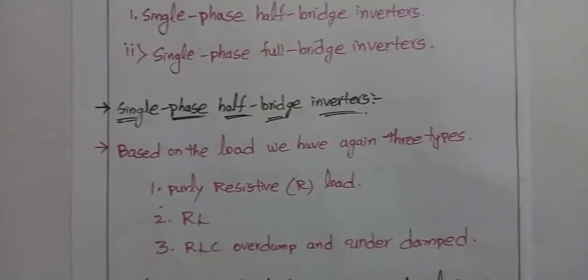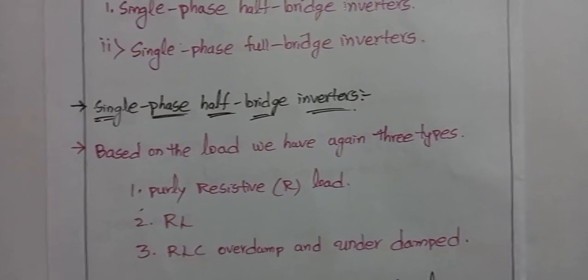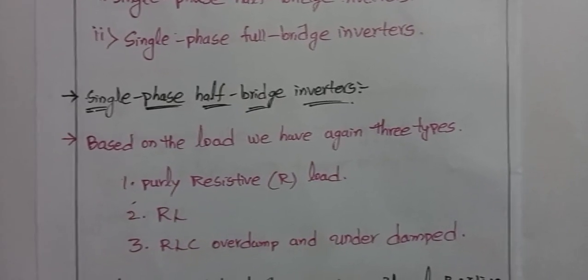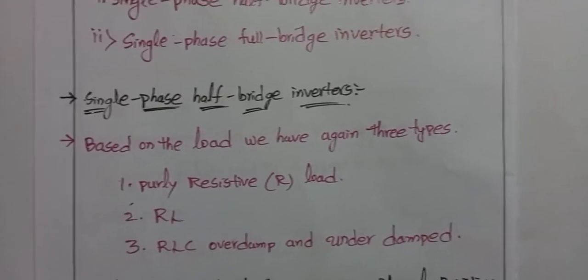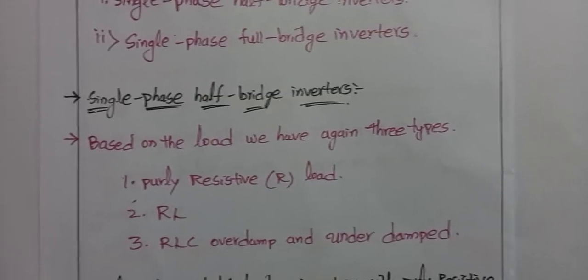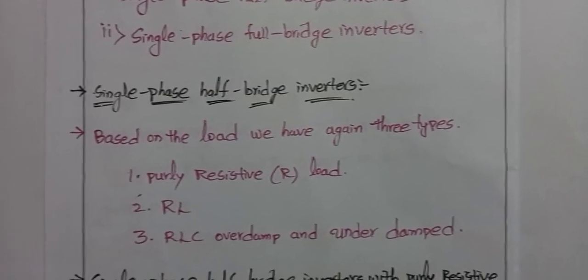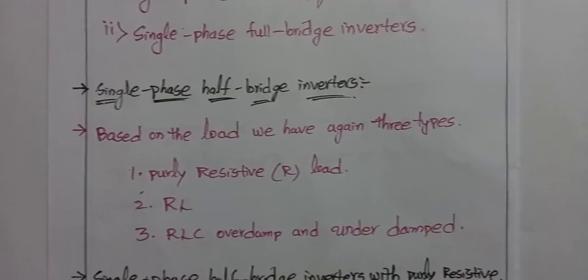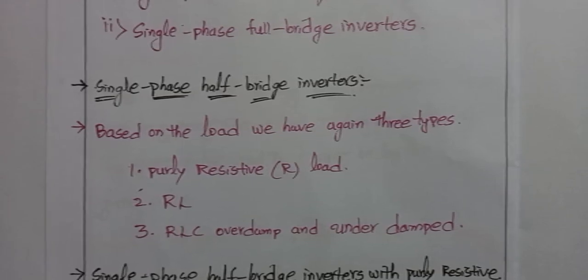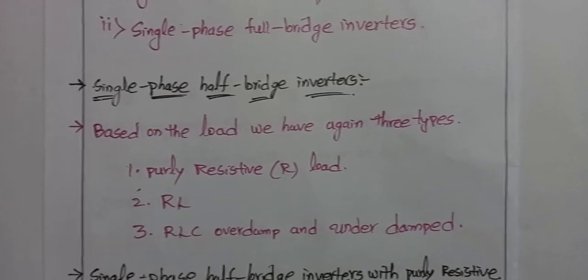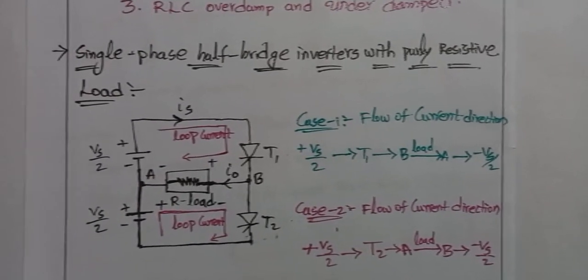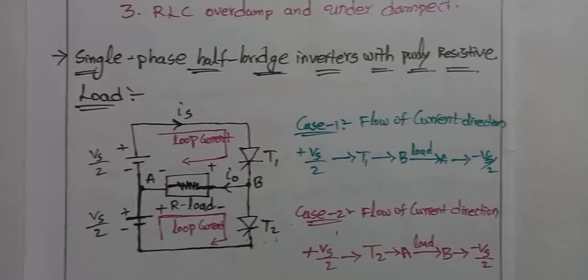Again, in the single phase half bridge inverter, we have three types, based on the load. The first one is a purely resistive load, then a resistance and inductive combination load, and then an RLC load, which has two types: overdamped and underdamped conditions. Then we'll go for the first one, the single phase half bridge inverter with purely resistive load.